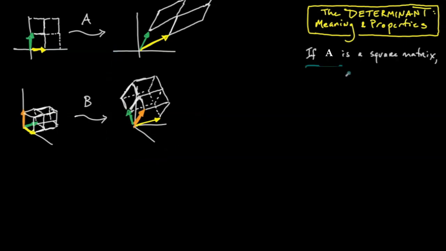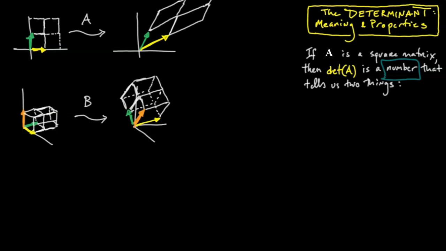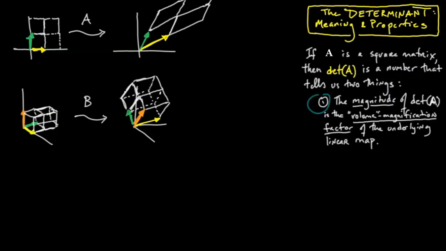Now, if A represents any old square matrix, then the determinant of A, which we write this way, det of A, is a number that tells us two things. First, the magnitude of the determinant of A, in other words, its absolute value, is what I'm calling the volume magnification factor of the underlying linear map. Now, you probably have a sense of what I mean by that when you look at this picture down here, but let's dwell on it a little more, especially on this word volume.